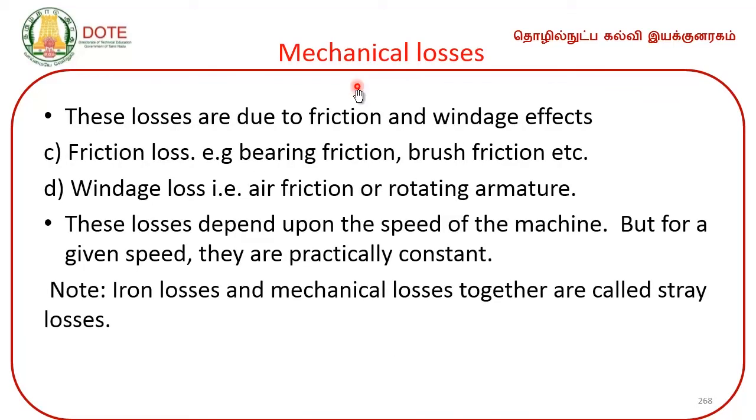Finally, the mechanical losses. These losses are due to friction and windage effects. Friction loss, for example, bearing friction and brush friction, etc. Windage loss is due to air friction on the rotating armature. These losses depend upon the speed of the machine, but for any given speed they are practically constant. So, iron losses and mechanical losses together are called stray losses.